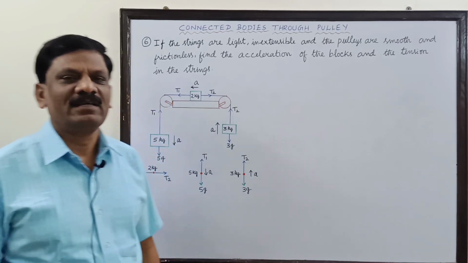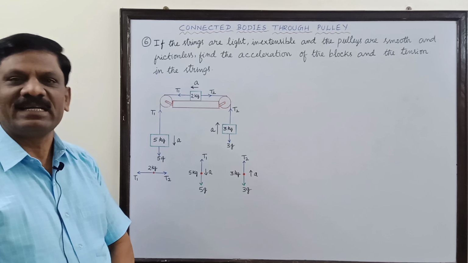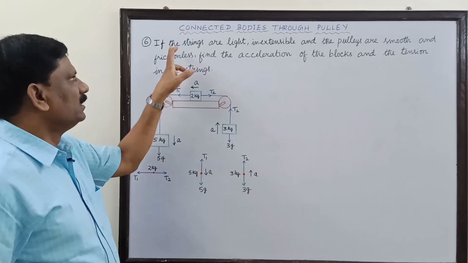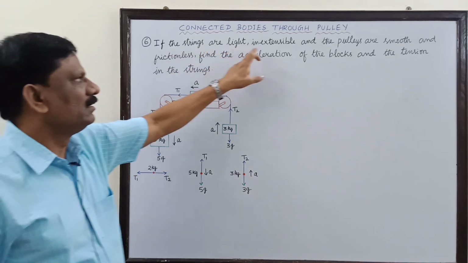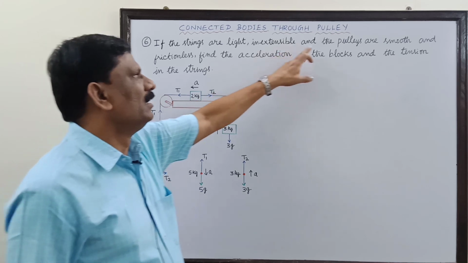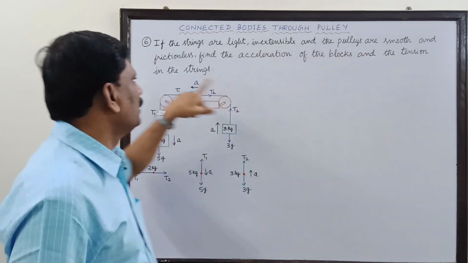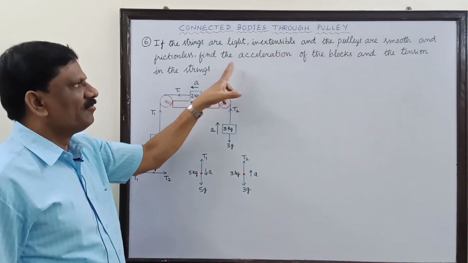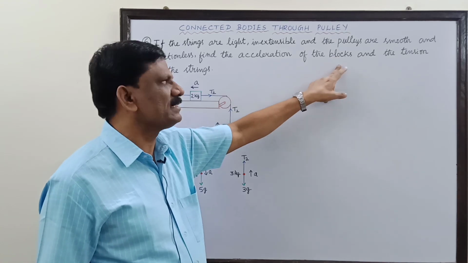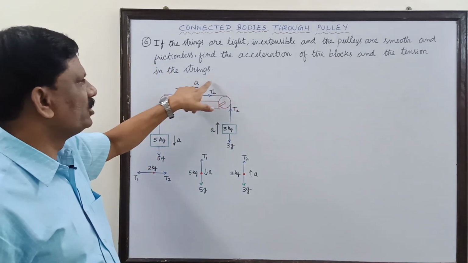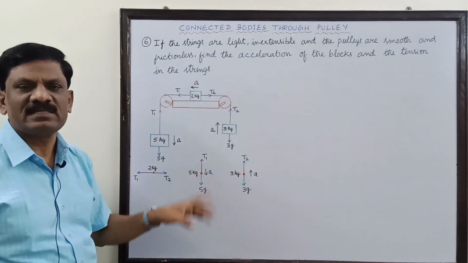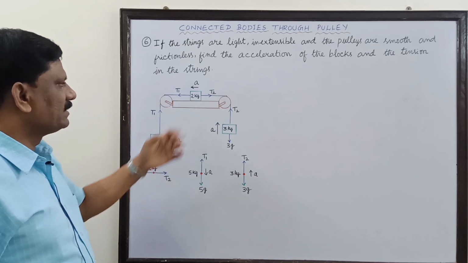Hi students, problem number 6 in connected bodies. If the strings are light, inextensible and the pulleys are smooth and frictionless, find the acceleration of the blocks and the tensions in the strings. So here is an arrangement.